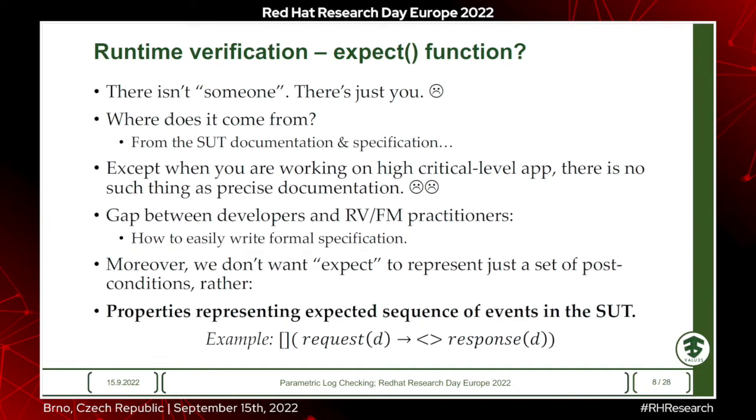Unfortunately, except when you are working on a high critical level application, there is, let's face it, no such thing as precise documentation. So we need to close the gap between developers and runtime verification or formal method practitioners: how to easily write formal specification. And moreover, we do not need the expect function to represent just the set of postconditions. We would rather want to have the properties which represent the expected sequence of events in the SUT, let's say in chronological order, for example.